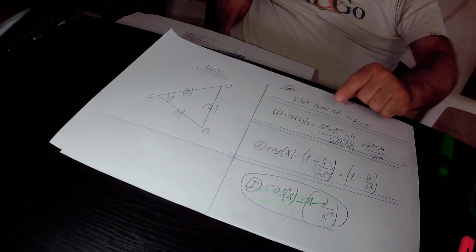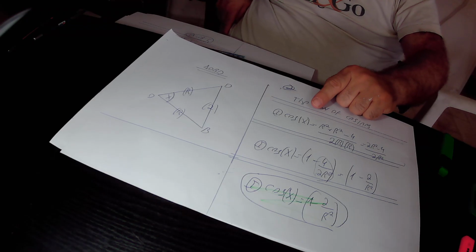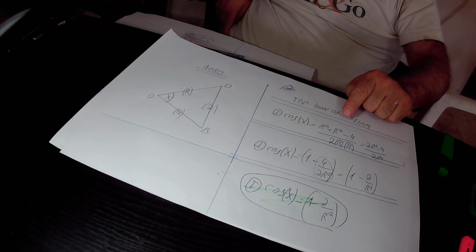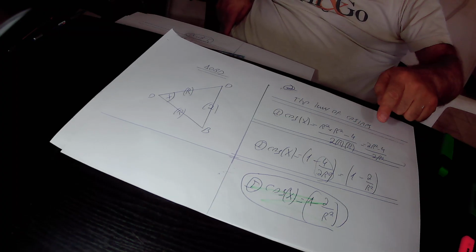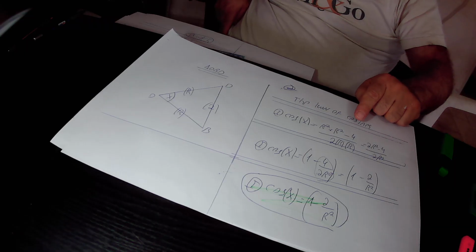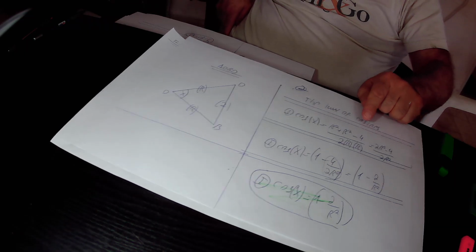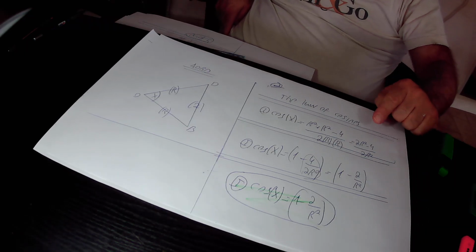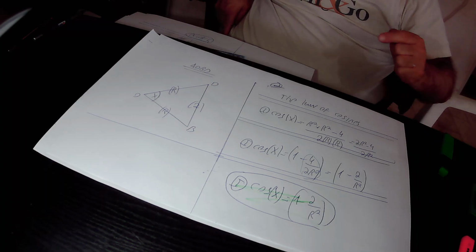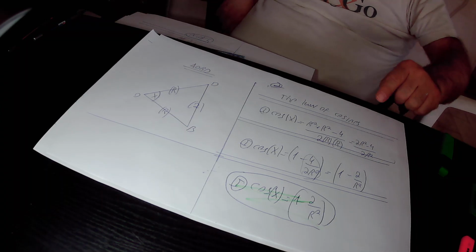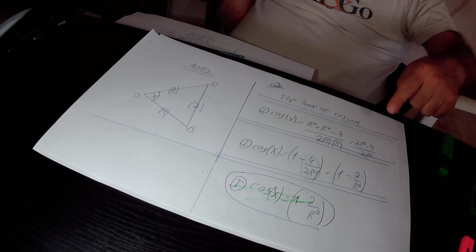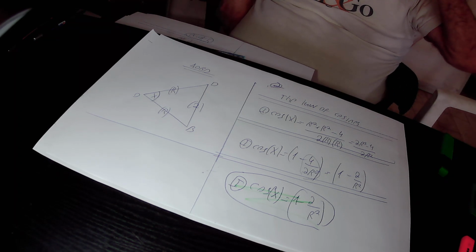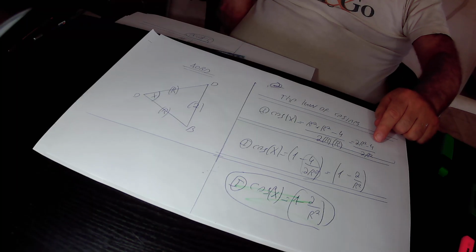So according to the law of cosines, we found that cosine x equals R square plus R square minus 4 over 2 times R times R. R square plus R square is 2R square. So in the numerator of this expression we have 2R square minus 4, divided by 2 times R times R, that is 2R square. So here we have cosine x equals 2R square over 2R square, which is 1, and we have minus 4 over 2R square.